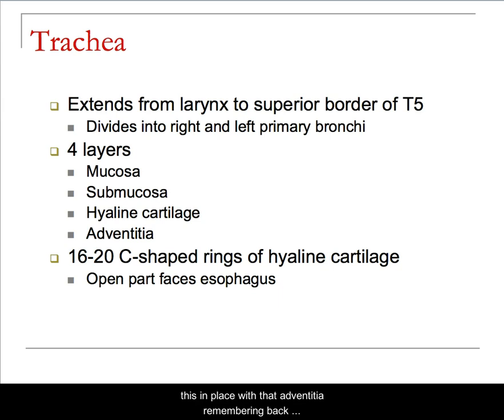Anyway, let's take a look at those 4 layers. You actually have a mucosa that sits on top of a submucosa, which is then supported by, for some of it, hyaline cartilage. And because it is a mucosal tissue, we know we're holding all of this in place with that adventitia. Okay, remembering back to A&P 1, if you don't remember what adventitia is, I recommend you go look it up. But essentially, this is how we're holding everything together.